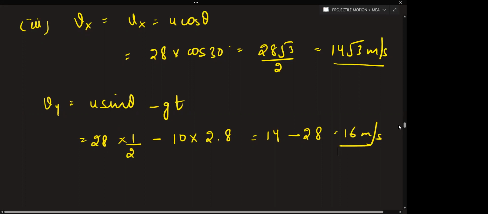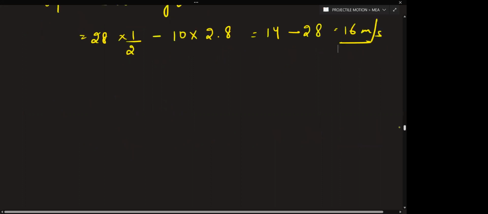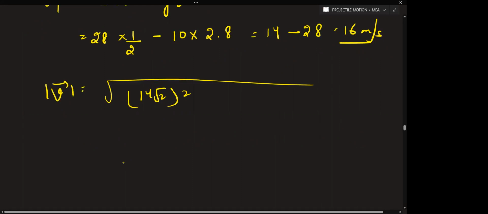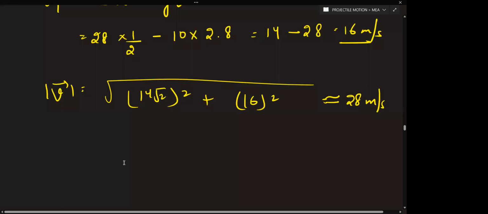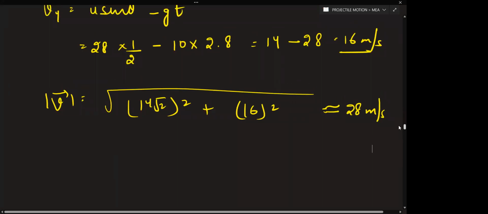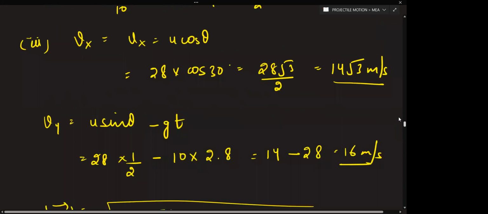But your resultant velocity will not be this. The resultant velocity's magnitude will be under root of (14 root 3) whole square plus 16 whole square. So when you solve this, you will get your answer approximately equal to 28 or 29 meter per second. Just cross check the calculations once. So simply I have put in all the things in the formula. Note it down. Any doubts you have in any part, just let me know.